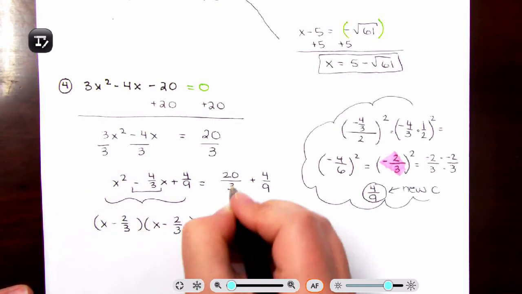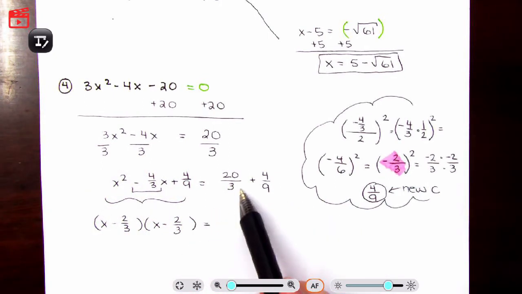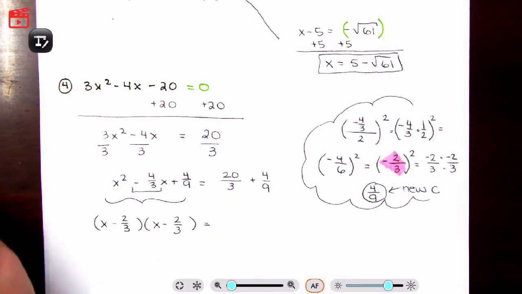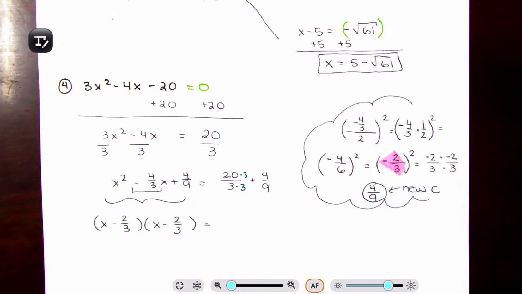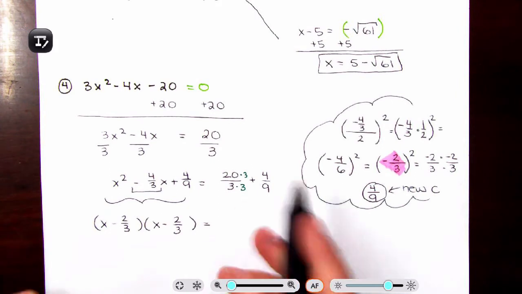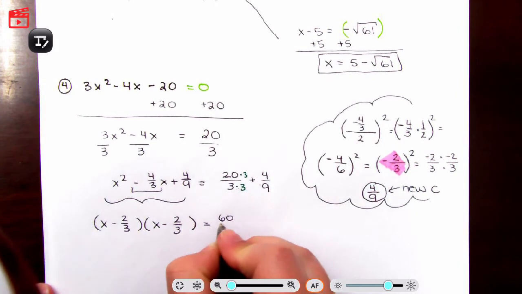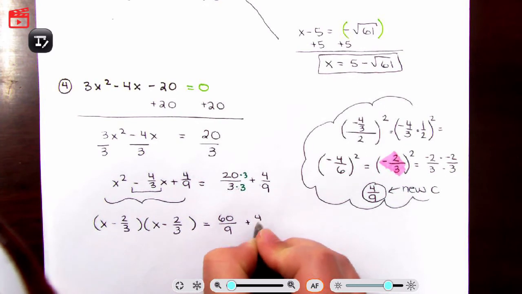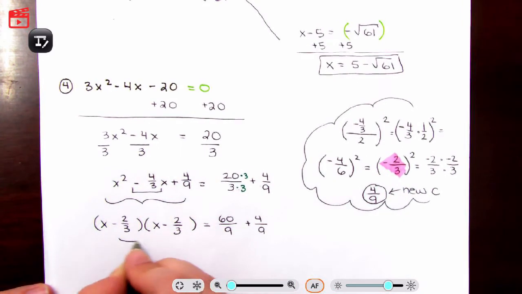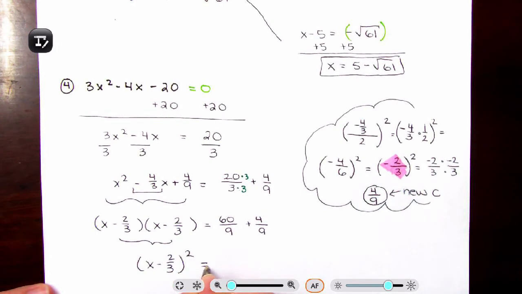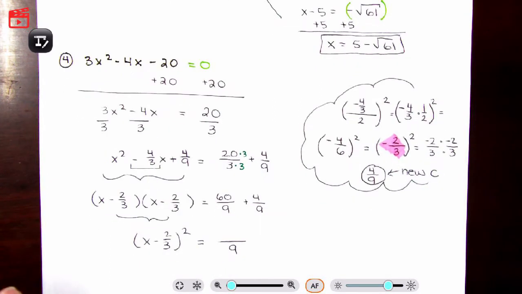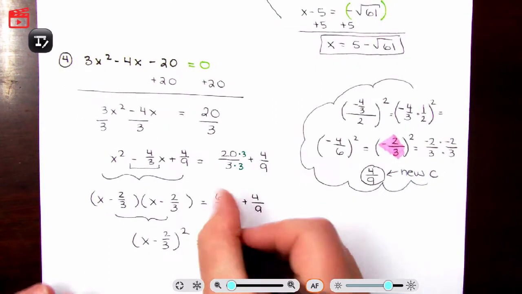On this side, we don't have common denominators. Notice that this denominator is a 3, this denominator is a 9, so we have to force it to be a common denominator. I'm going to multiply this by 3, I'm going to multiply this by 3 in order to get 9 in the denominator. That means I have 3 times 2 is 6, 3 times 3 is 9, plus 4. So here I'm going to combine these into 1. So I have x minus 2/3 squared equal to 9 stays as we're adding fractions. 60 plus 4, that is 64.